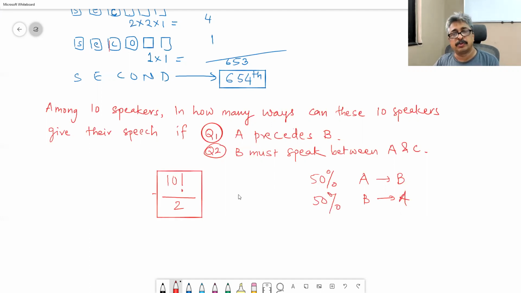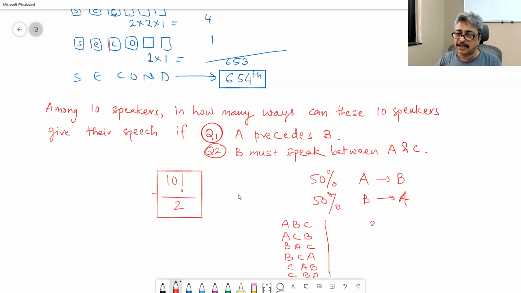I did not understand this. You did not understand? Okay. Let us do it for a small case. Suppose there are 3 speakers, A, B, C. That is one way that they can speak. A, C, B. Another way. B, A, C. Sir, but A should precede B, right? I am just listing all possible ways. Okay. C, A, B, C, B, A. So all possible ways. 3 speakers, 3 factorial. Total 6 ways we got.